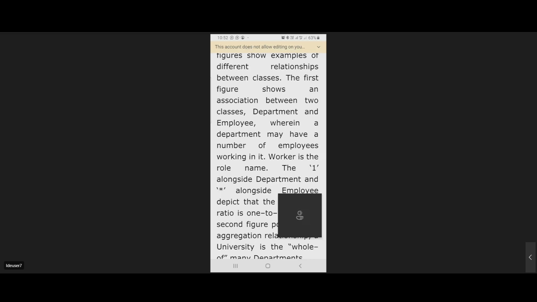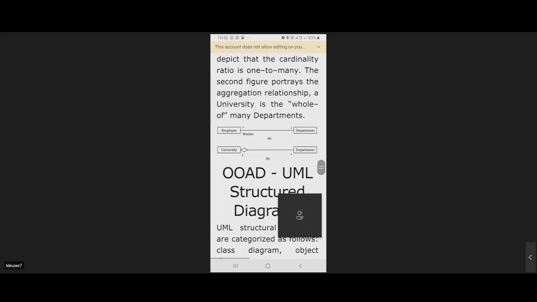So, employee works for a department: many employees work under a single department. Employee has a star symbol denoting many, and department has a one denoting one department. Many employees work in a single department. As in the university pattern, one university has many departments. That's what's given here: one university has many departments.